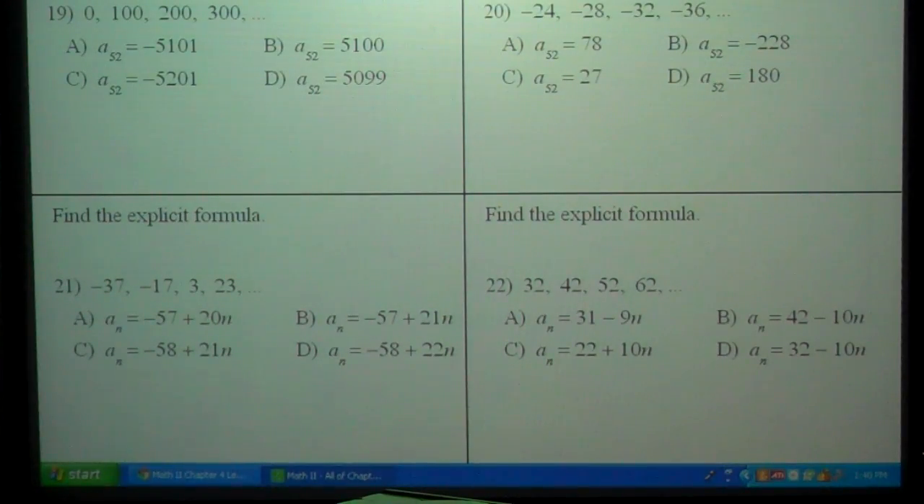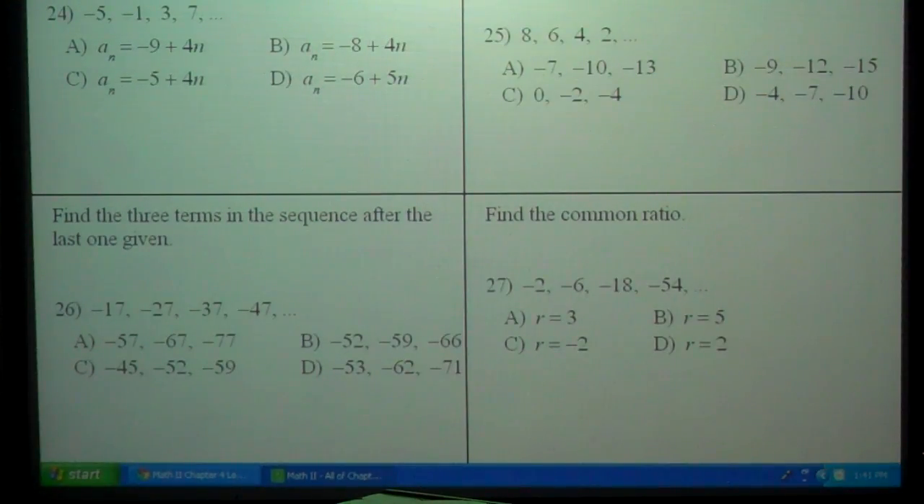All right, pause. Here comes your answers. 19 is B, 20 is B, 21 is A, 22 is C. There are your answers. Alright, moving right along.